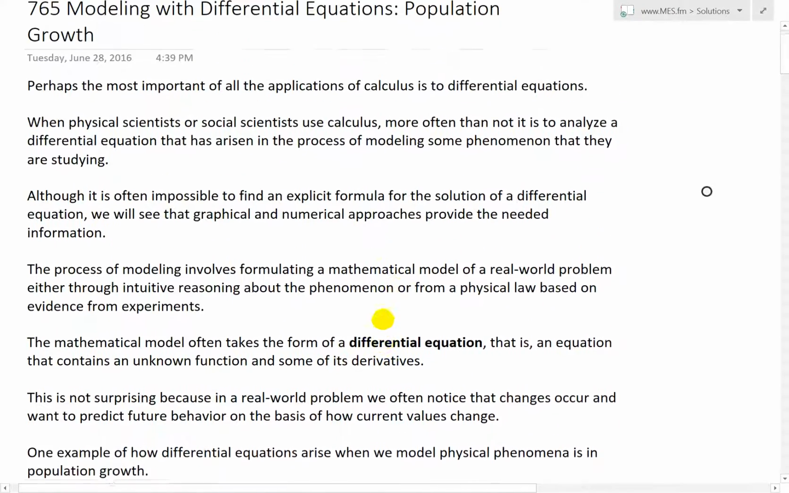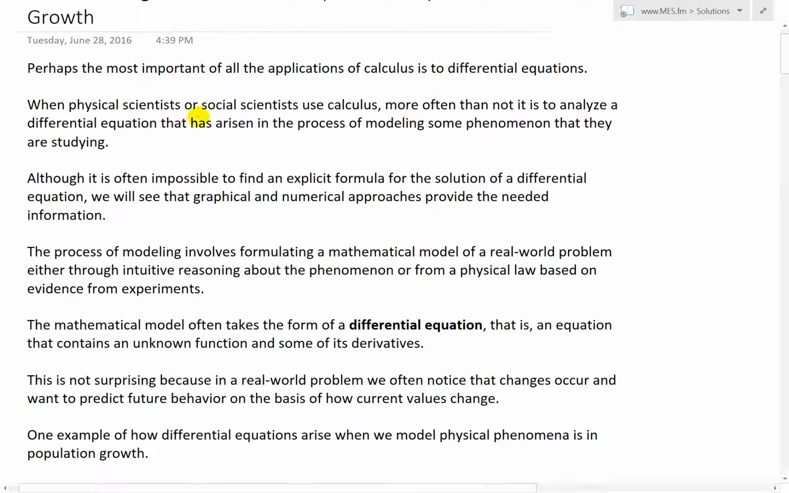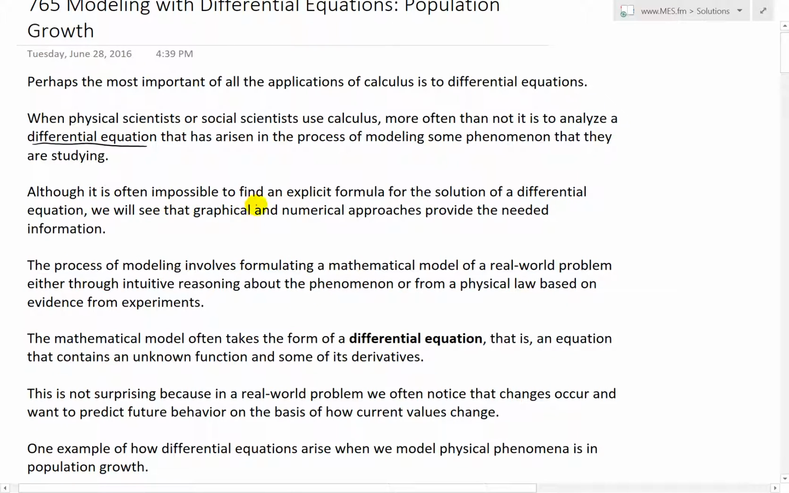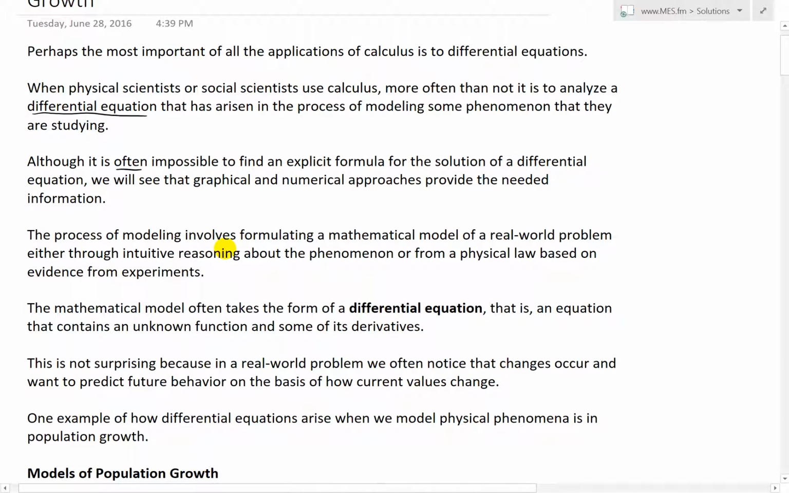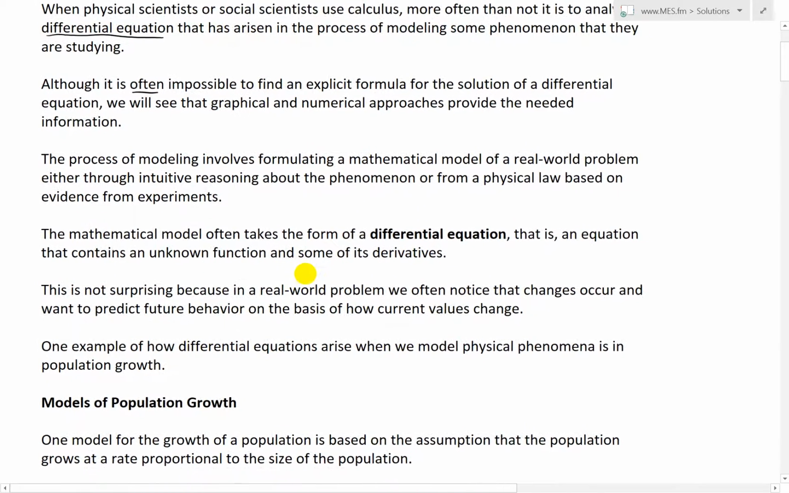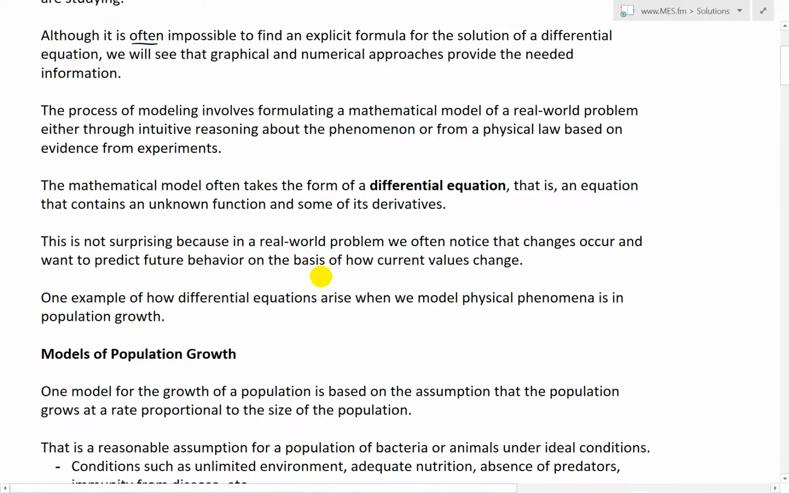So yeah, this video is going to be a lot of reading. When physical scientists or social scientists use calculus, more often than not, it is to analyze a differential equation that has arisen in the process of modeling some phenomenon that they are studying. Although it is often impossible to find an explicit formula for the solution of a differential equation, a lot of these equations are hard to solve explicitly, and we will see that graphical and numerical approaches provide the needed information to estimate them using approximate analysis.